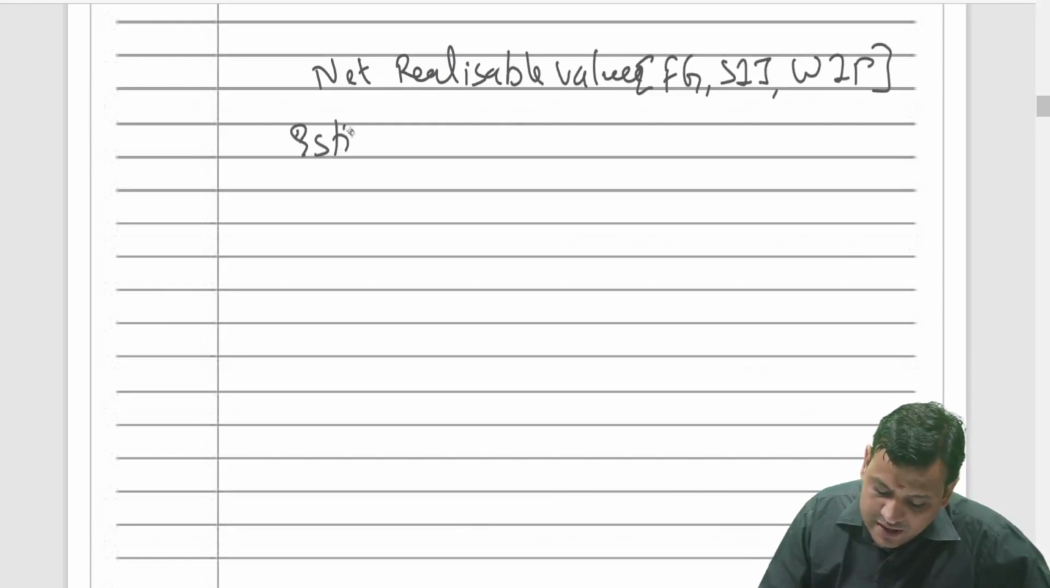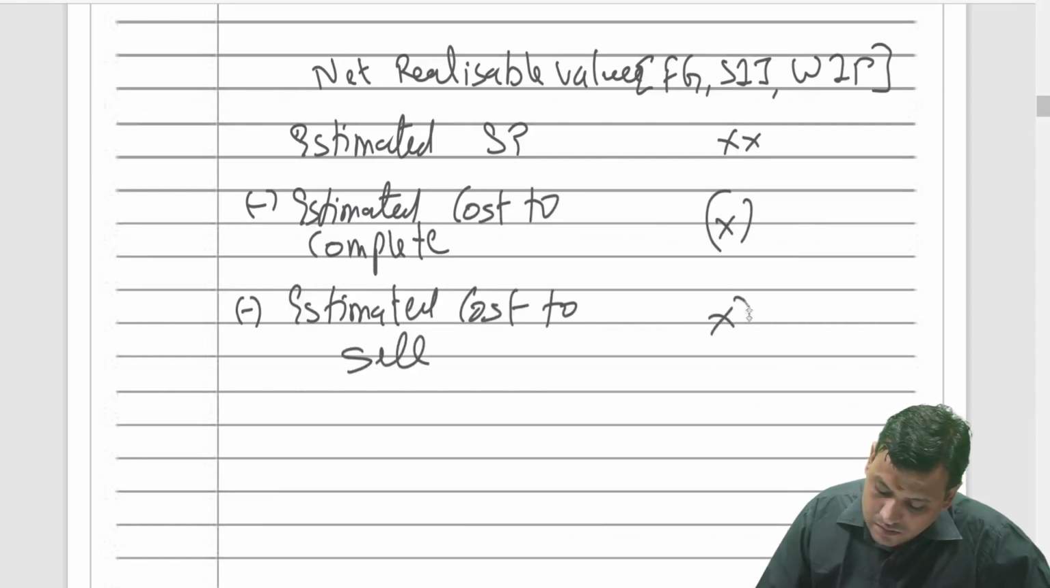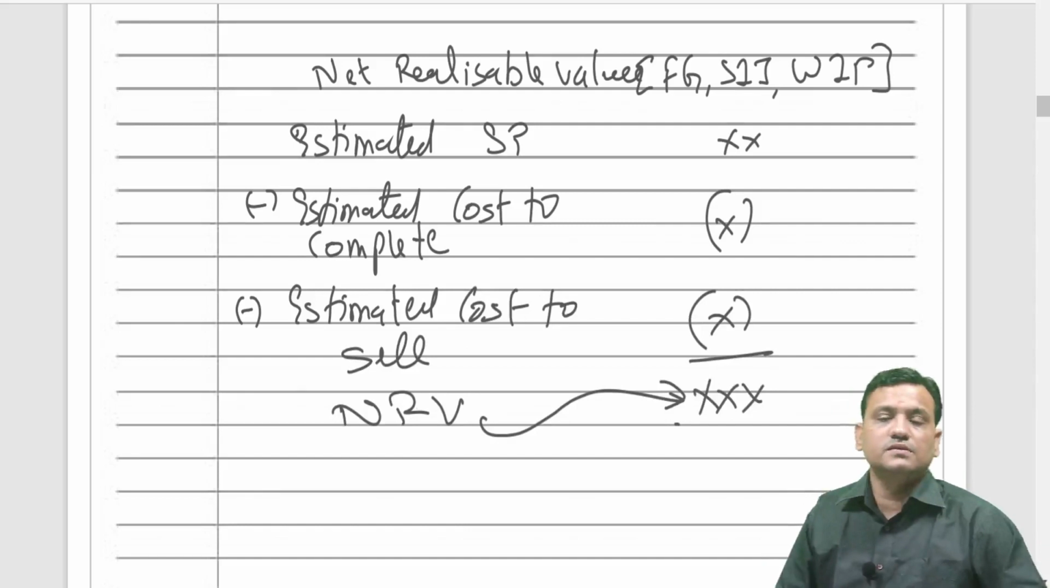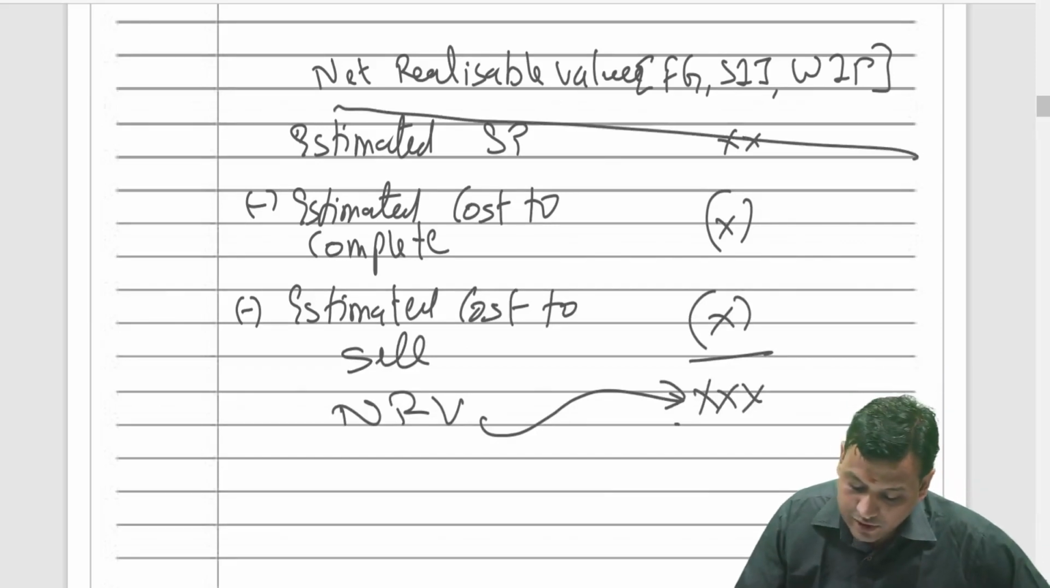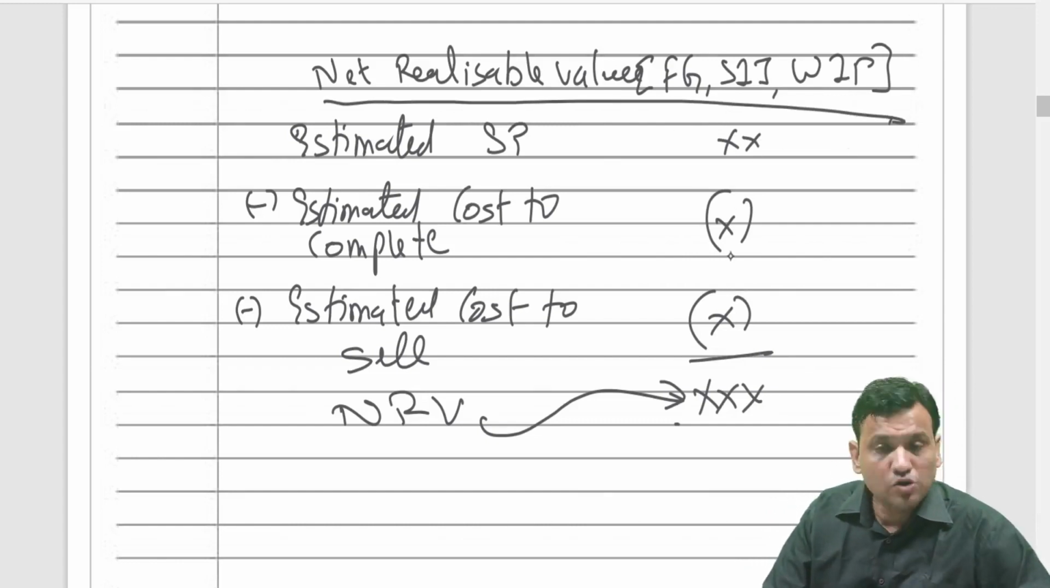Estimated sale value, less estimated cost to complete, and then less estimated cost to sell. So what you get is NRV, the net realizable value. From the estimated selling price, you deduct the estimated cost to complete, and from that you deduct the estimated cost to sell. So what you get is NRV.